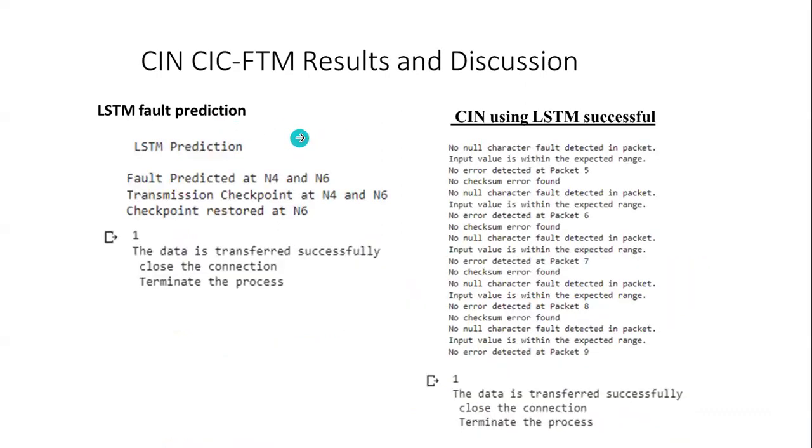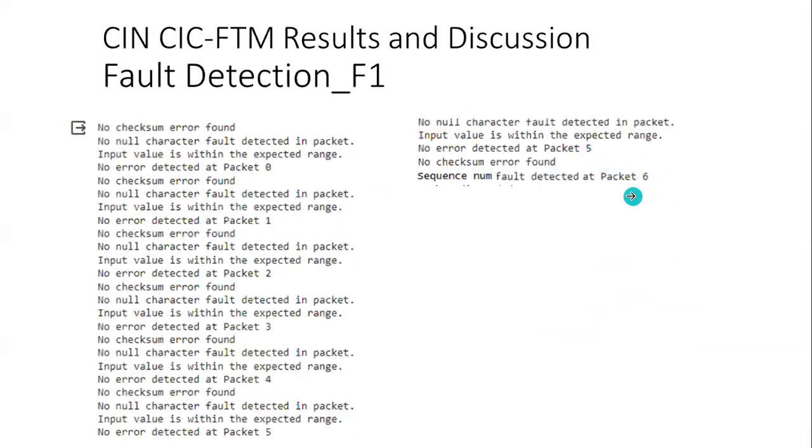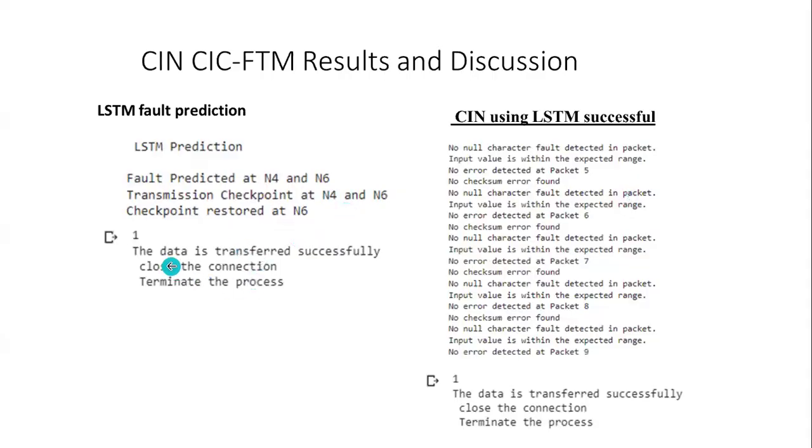Now, in LSTM-based fault prediction, when fault prediction is done at node 4 and node 6, transmission of checkpoint is happening at node 4 and node 6. Initially the checkpoint is restored at node 6. Now, when restarting happens at node 6, the data is transferred successfully. That means the fault which was identified earlier at node 6 is now recovered. Hence, we get this message: the data is transferred successfully, and it will ask for the termination of the process, or it will continue with new data.